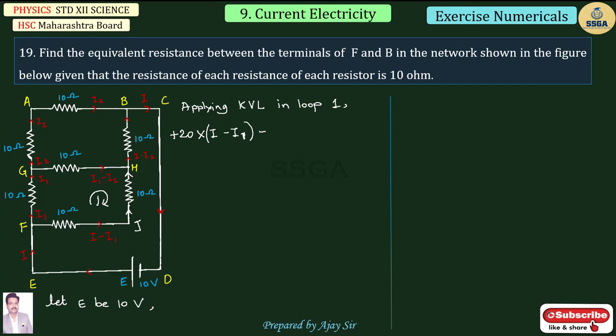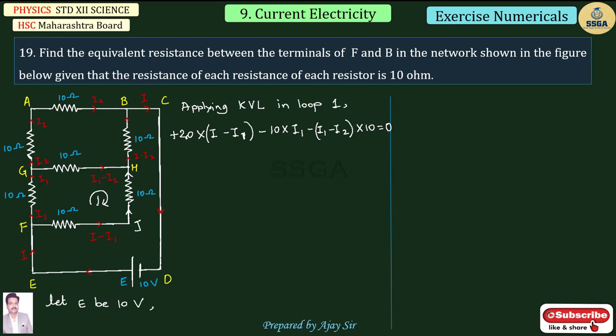Now let us start from this point to point G. The direction of conventional current and the direction of tracing are the same. So therefore the potential is negative, that is 10 into the current I1, as we are at this point. Now from G to H, the current is I minus I1, and the direction of tracing and the direction of conventional current are the same. So therefore the potential drop is minus (I1 plus I2) into 10, which is equal to 0.